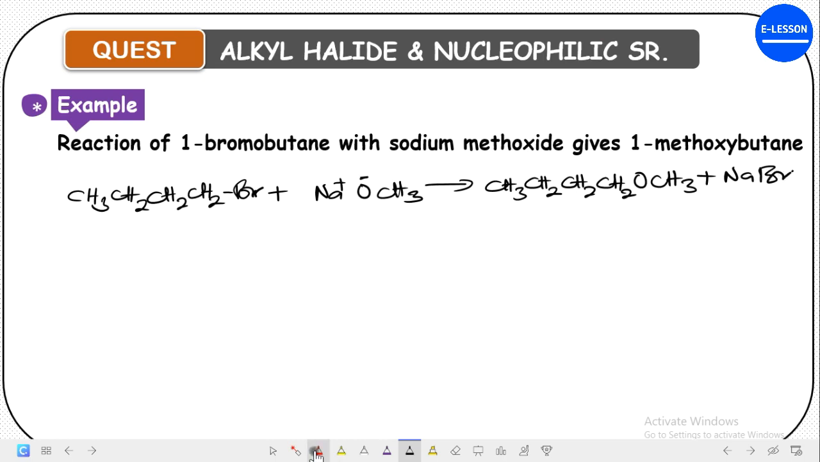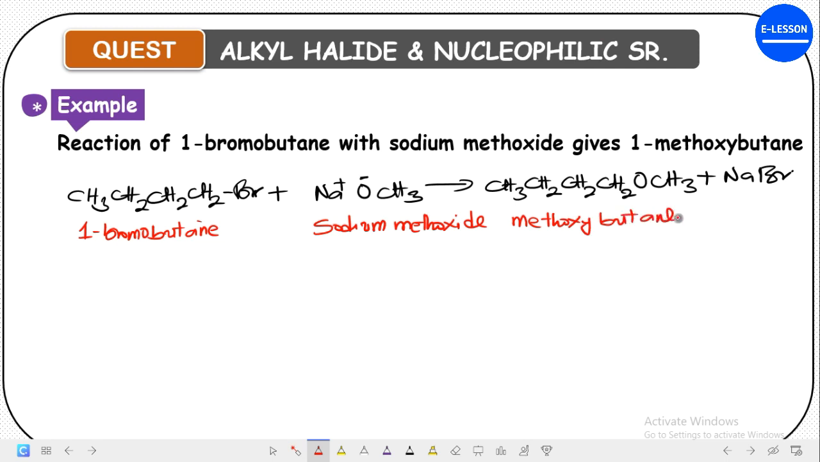All right, this is our 1-bromobutane. This is sodium methoxide, and then this is 1-methoxybutane, or you can just say methoxybutane. And of course, this is a byproduct, which is sodium bromide.